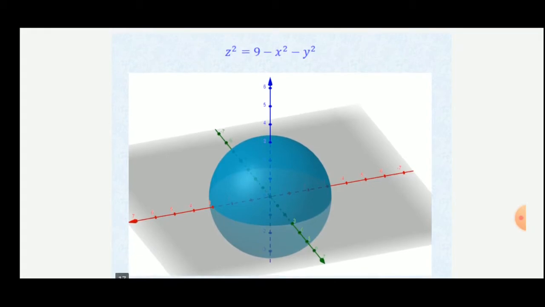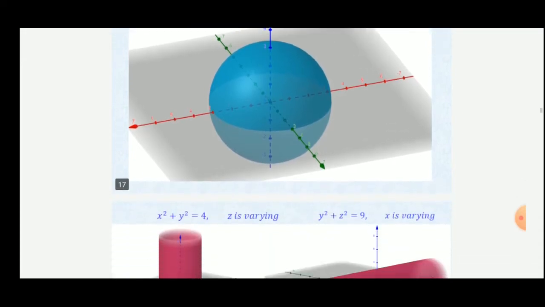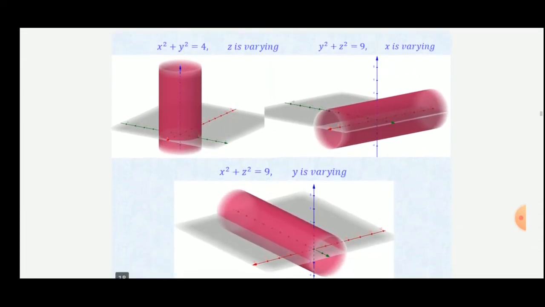The next one is graph of, it is full sphere, z square equal to 9 minus x square minus y square. So try to find out what will be the level curves for these spheres. The next one is cylinder. So the first one is graph of cylinder, x square plus y square equal to 4, and z varies from minus infinity to plus infinity. So what will be the level curve for this graph? Try to find out for different value of k.